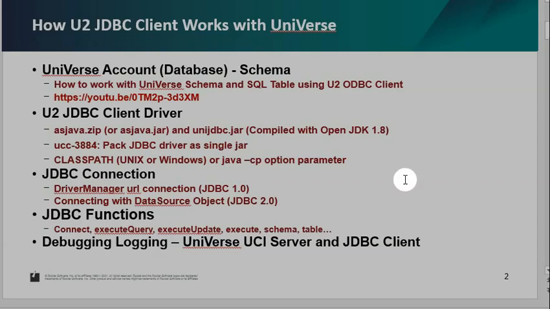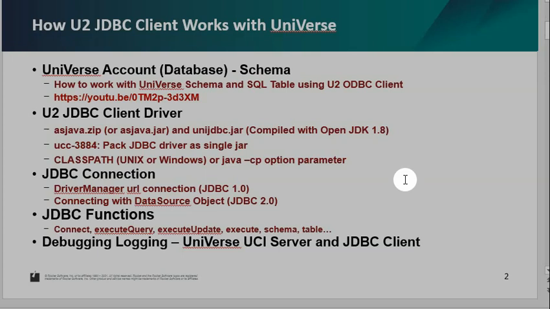So I have a couple of topics in this YouTube video. The first one is talking about the UniVerse account schema. On UniVerse, there are two types of schema: dynamic normalization, and the regular schema. I already have one YouTube video, so you can look at all the details there.